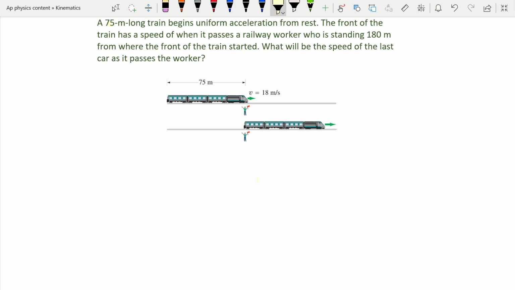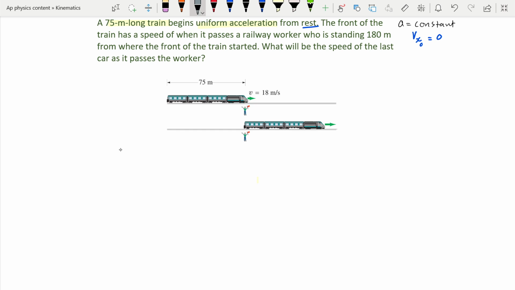A 75-meter long train is accelerating uniformly. So it means that if its acceleration is constant, to solve any kind of problem, to find velocity, its position, or the time taken, you can apply equations of motion. Moreover, it is starting from rest. So initial velocity along the x-axis is 0, and you see this person who is standing 180 meters away from the point from where the train started.